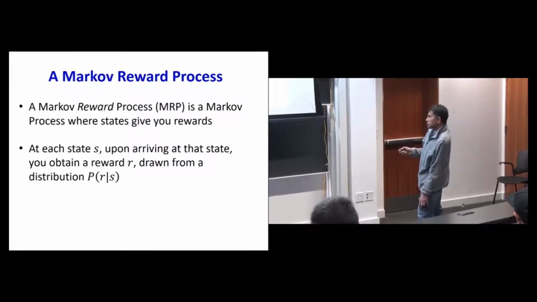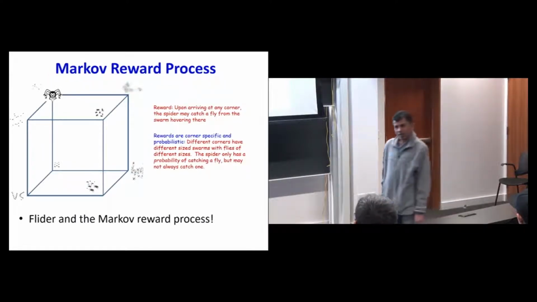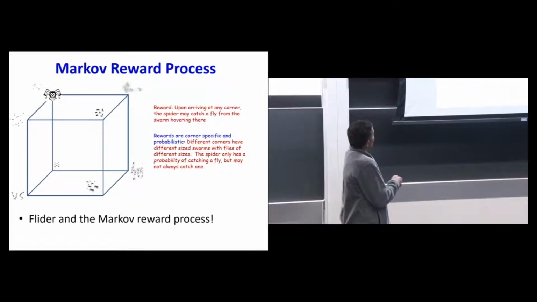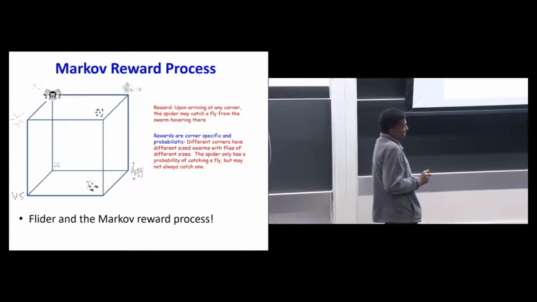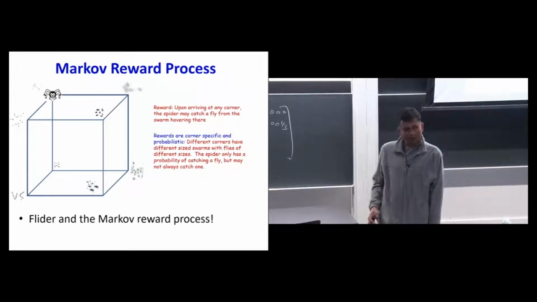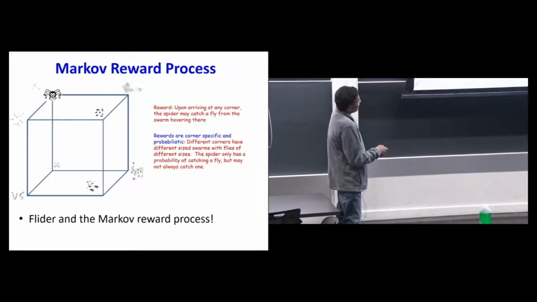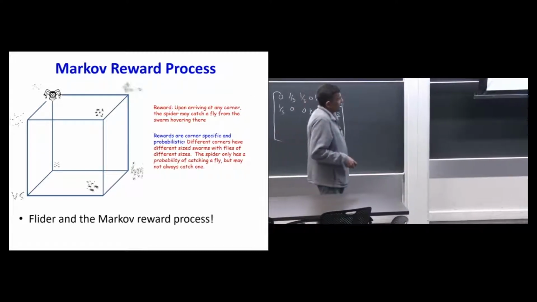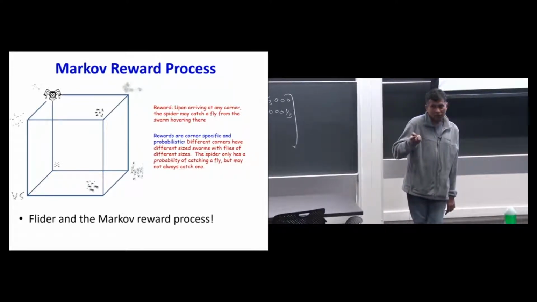It's a Markov process where states give you rewards. Anytime you arrive at a state, you obtain a reward R drawn from a distribution, where the distribution is state specific. So you can think of something like this. You have the corners, you have the room, and you have swarms of flies at each corner. And anytime Flider the spider arrives at any corner, he nabs a fly or a mosquito or whatever happens to be swarming at that corner. Now the rewards are corner specific because you don't have the same size swarm of insects at every corner. In any realistic room, you would find that insects prefer some corners to others. So this means that the probability distribution of the reward changes with the state, right? So Flider the spider, with this set of rewards, is a Markov reward process.